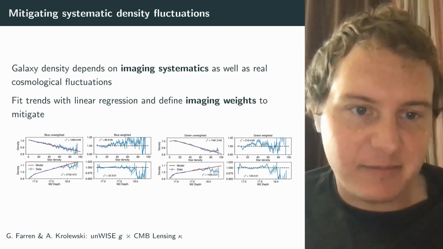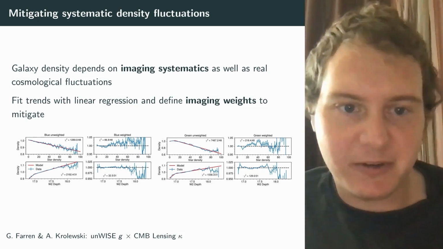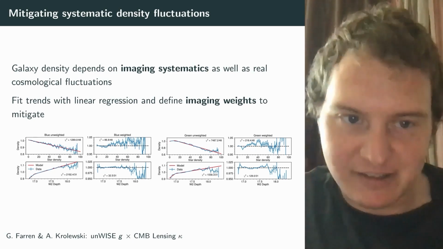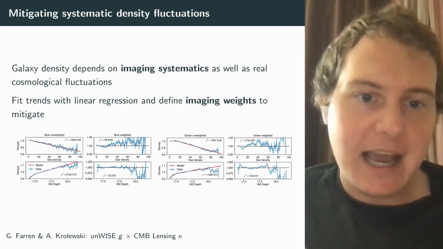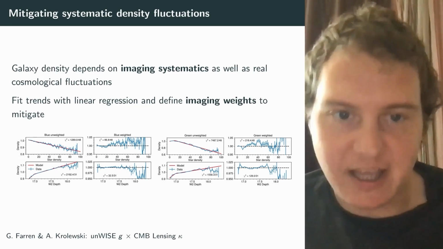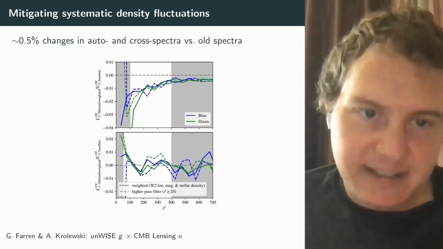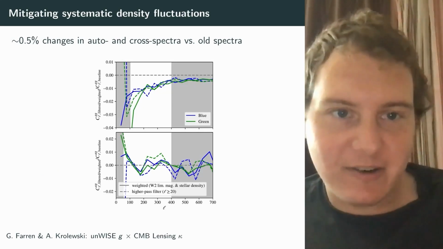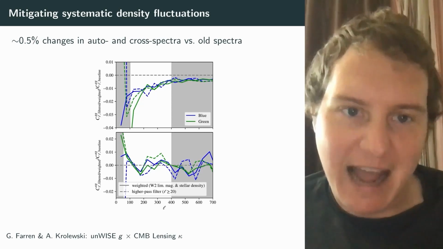And so these sets of plots are showing both the blue and the green sample. The raw data on the left has this pretty strong trend. The corrected data on the right has removed most of the fluctuations to within a few percent. This has had a relatively modest impact on our auto and cross spectra, leading to changes of about 0.5%.